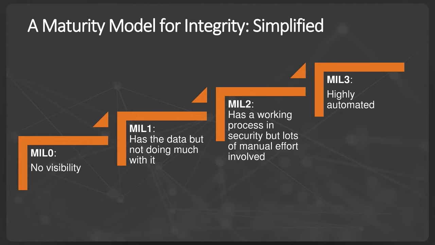Now, when you're actually acting on the data, you're doing something with it, you've built a working process for the organization, and you're escalating unidentified, unauthorized changes to the right people, that's maturity indicator level 2. At maturity indicator level 2, you have a process that's working, but often I hear that it's taking a lot of time and effort.